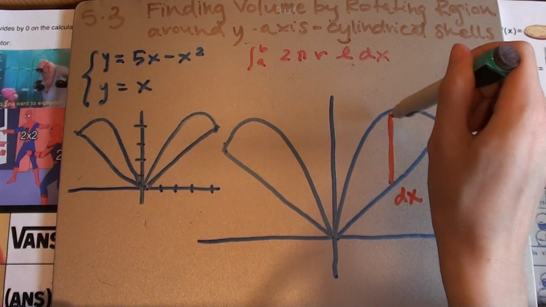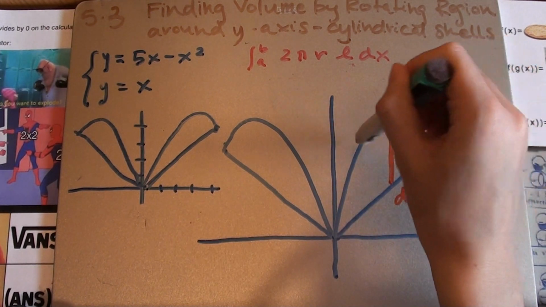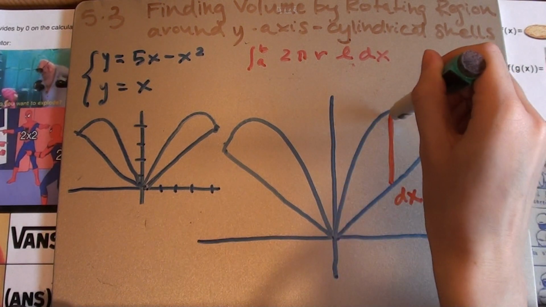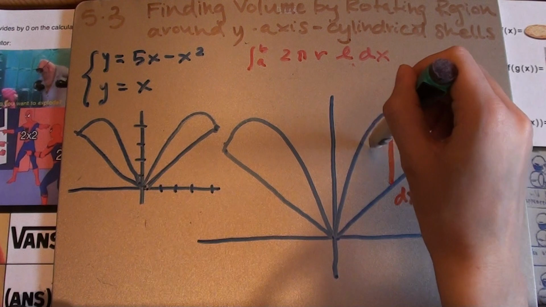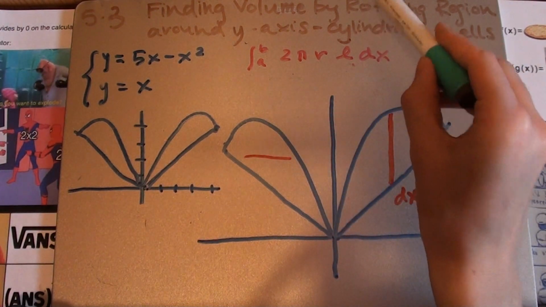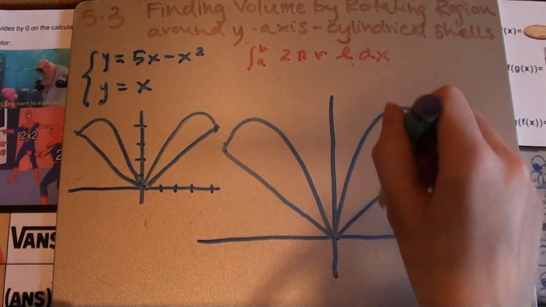Now the difference here is what we did before in the disc and washer method, right, is all of our rectangles were perpendicular to our axis of rotation. We're rotating around the y-axis. Our rectangles were all perpendicular, so they'd all go like this, with respect to our axis. With cylindrical shells, our rectangles are going to be parallel to the axis of rotation.